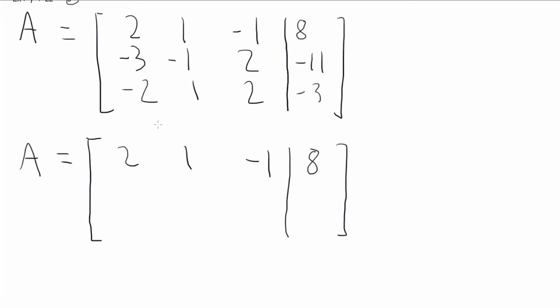So 2 plus negative 2, that is 0. That's exactly what we want. 1 plus 1, that's 2. Negative 1 plus 2, that is 1. 8 plus negative 3, that is 5.